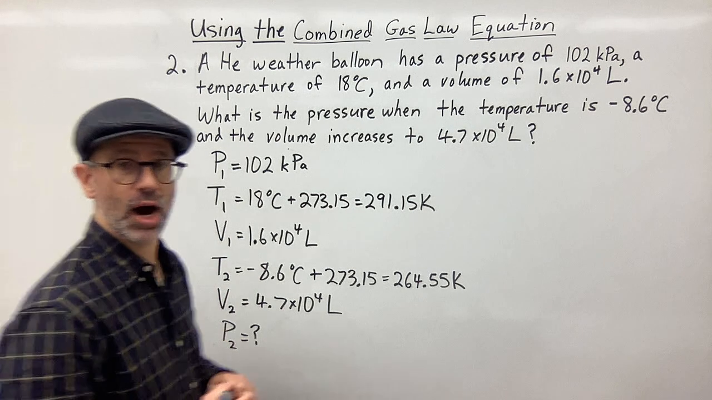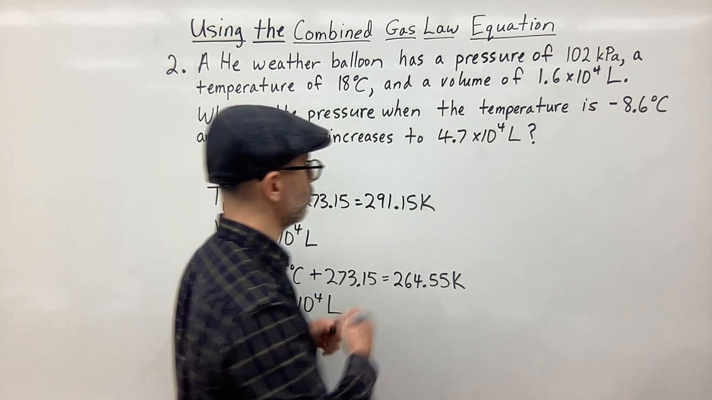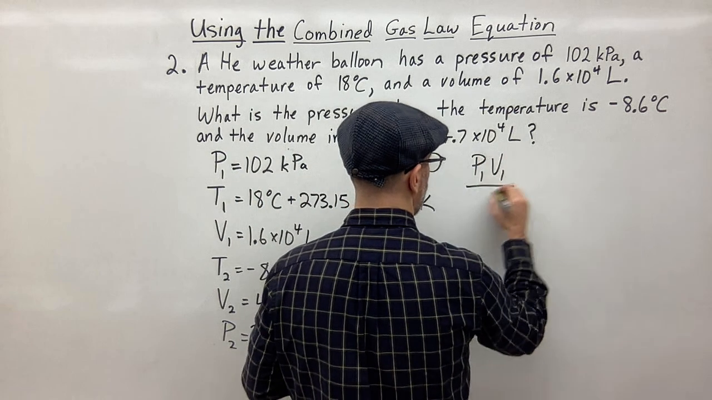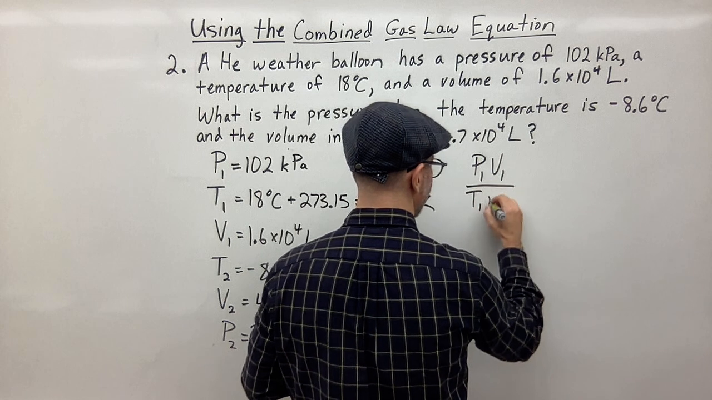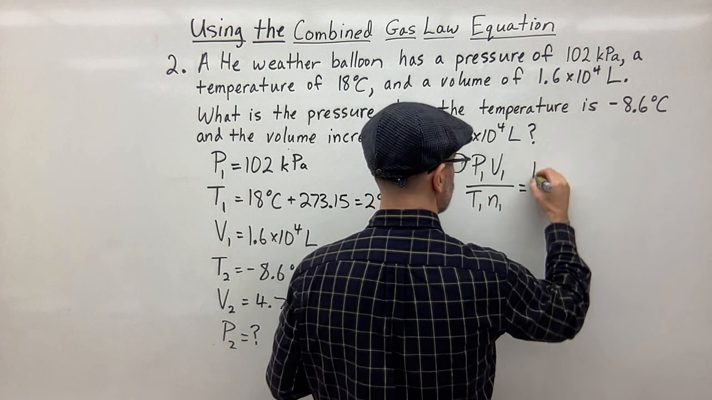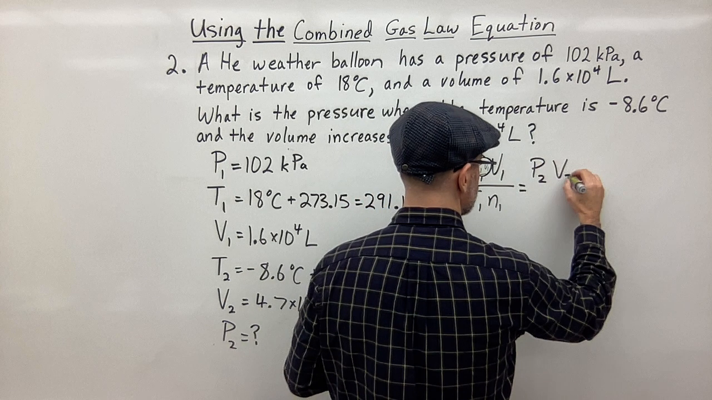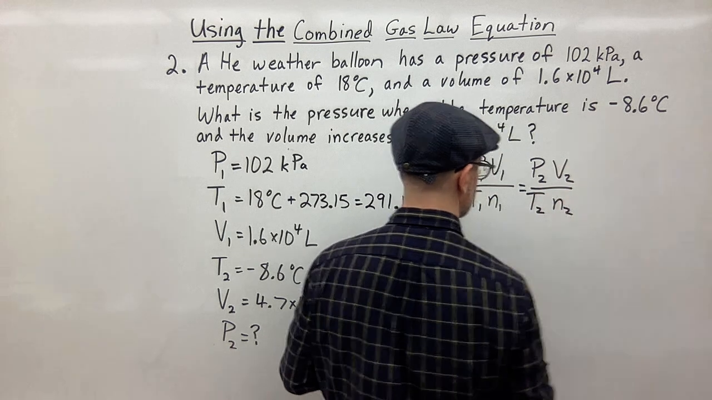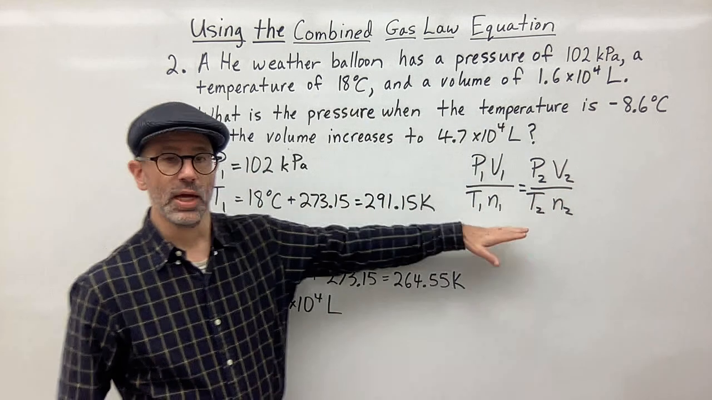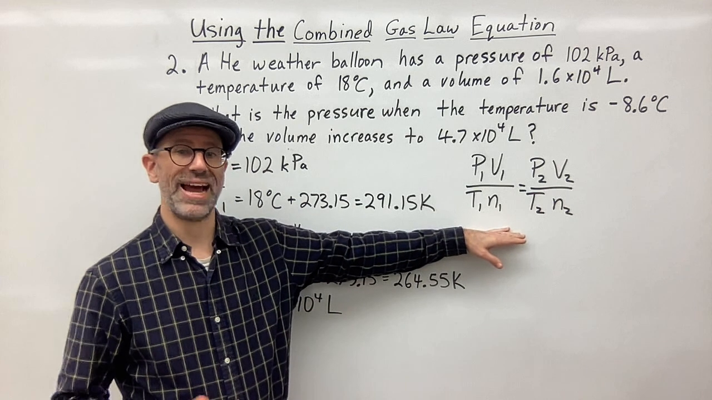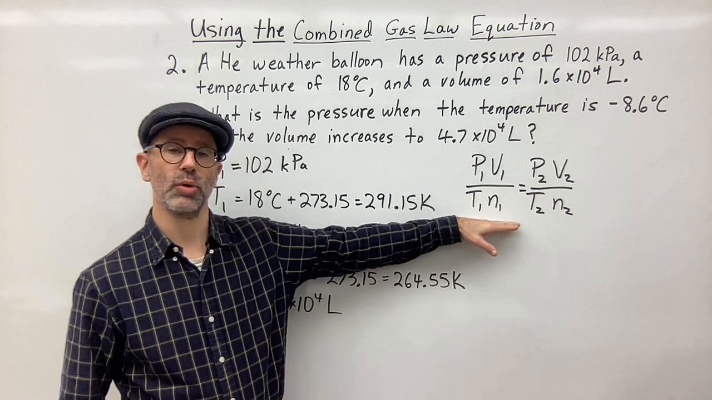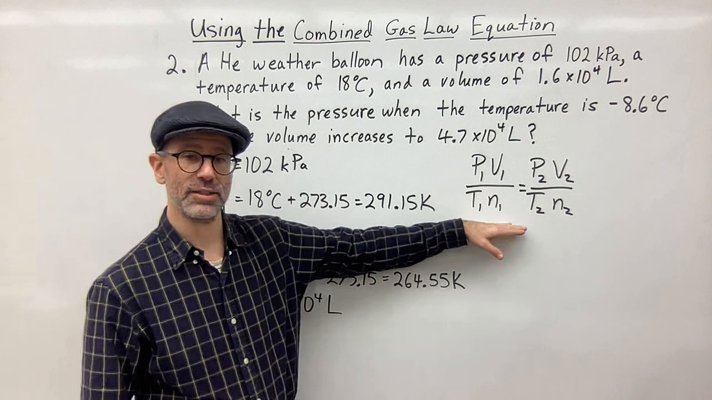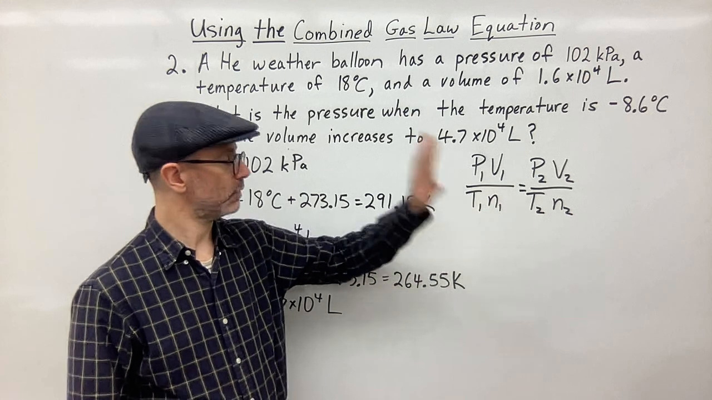Now we're going to go to the combined gas law equation, which is P1 V1 over T1 N1 is equal to P2 V2 over T2 N2. When it comes to the gas laws, this is really the only one we need to know besides the ideal gas law. But even then, the ideal gas law gives us this anyway, but that's for another video.